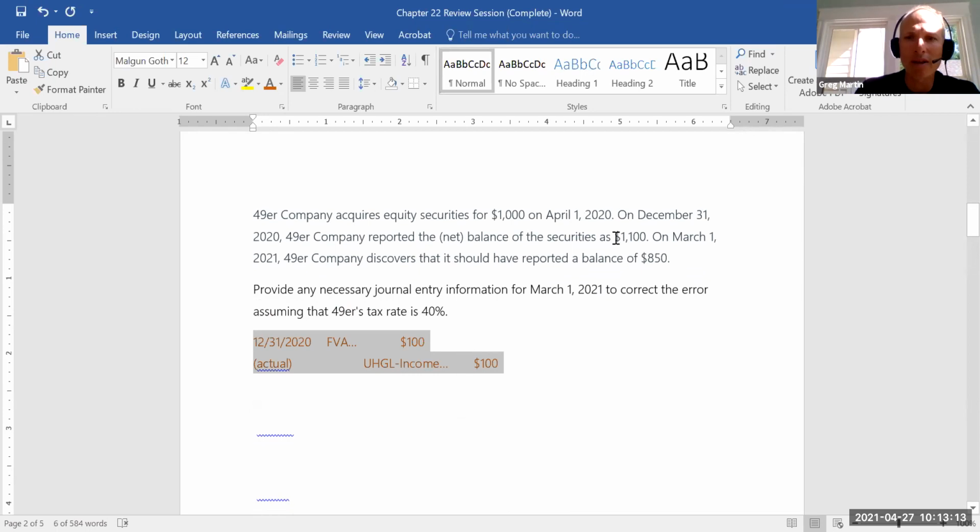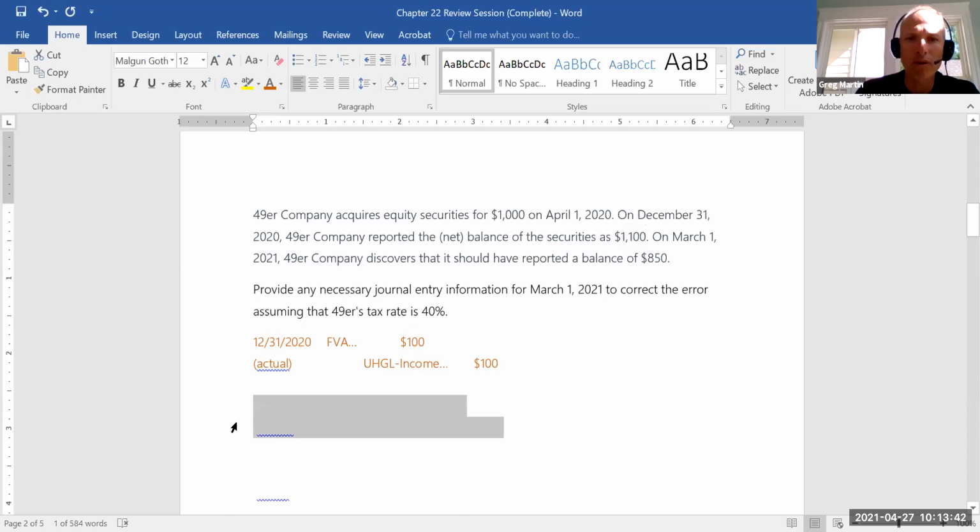So if you think about it, they said the fair value is $1,100. And so what they would do is debit the fair value adjustment account $100. Since it's an equity security and it's passive, it's very small. Then in that case, there would be an unrealized holding gain or loss, dash income. So this is that net income account. It would be credited for $100. So this is what they actually recorded as an adjusting entry on 12/31/2020.